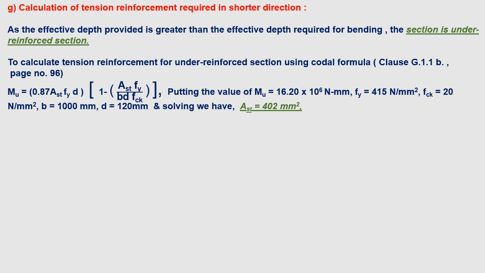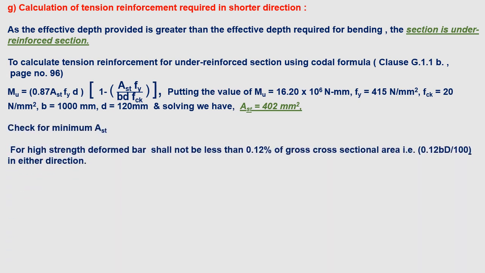Now putting the value of Mu equal to 16.20 into 10 to the power 6 Newton millimeter, Fy equal to 415 Newton per square millimeter, Fck equal to 20 Newton per square millimeter, B equal to 1000 millimeter, D equal to 120 millimeter, and solving this equation we have tensile reinforcement required in shorter direction Ast, which is equal to 402 millimeter square. Now check for minimum Ast.